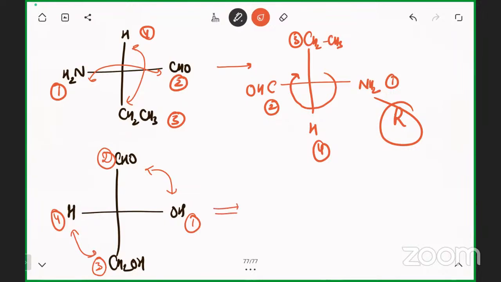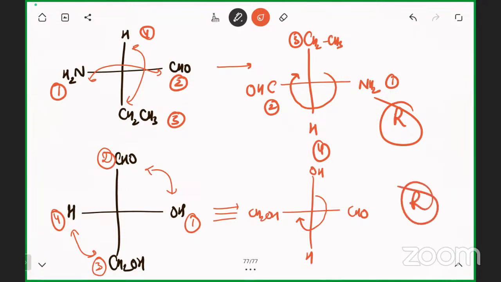The compound formed will be: above, it will be OH, left hand side, right hand side CHO, left hand side here CH2OH, hydrogen will come at the bottom. Okay, so the rotation will be like this. So again, it will be R. Very good. Got my point?